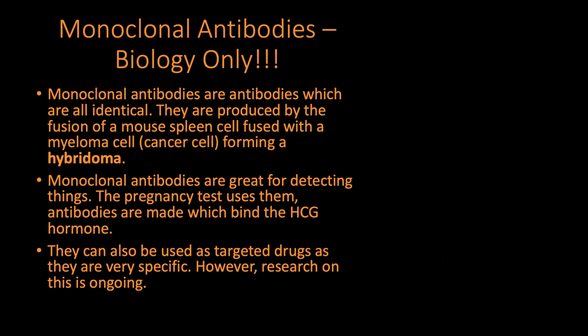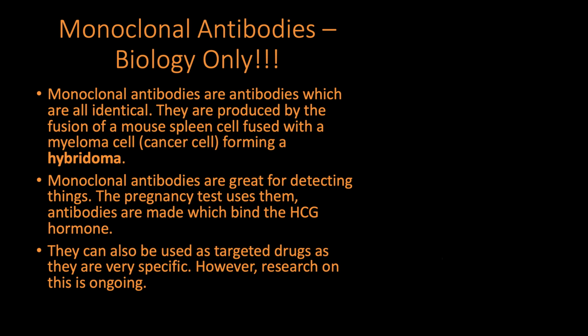Okay, so monoclonal antibodies, right? If you are not doing triple science, you're not doing biology, you may just ignore this part, maybe fast forward a little bit. But a monoclonal antibody, or a group of monoclonal antibodies, are antibodies which are identical, right? They're produced by fusing a mouse spleen cell with a myeloma cell, right? That is a cancer cell. That forms what we call a hybridoma.